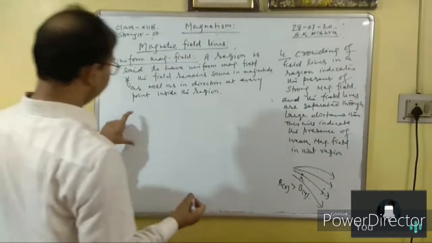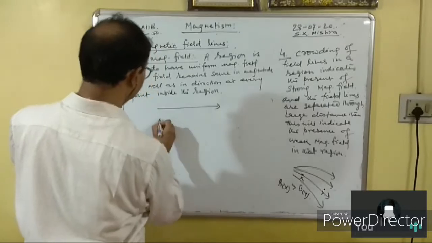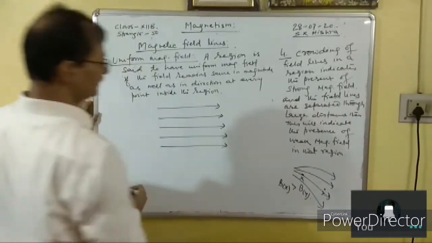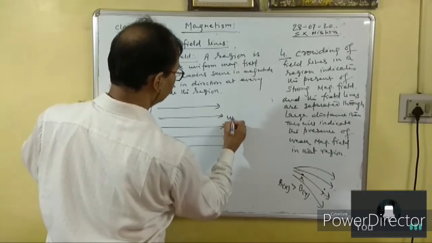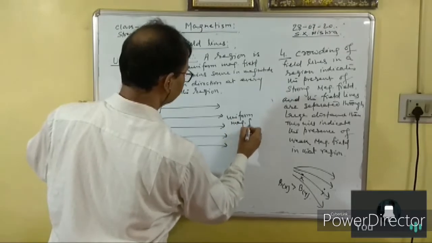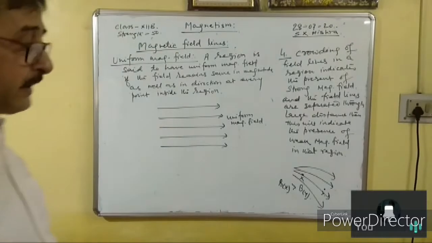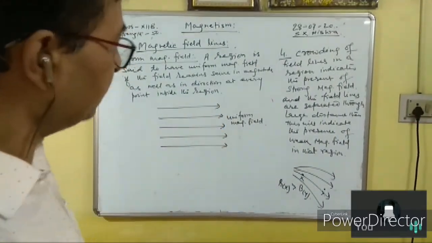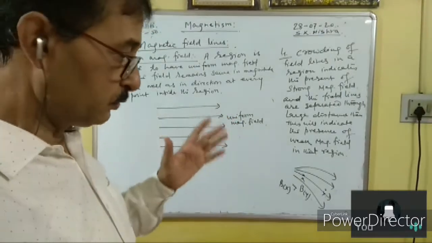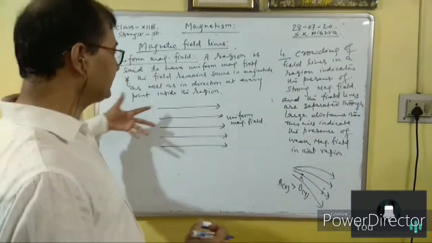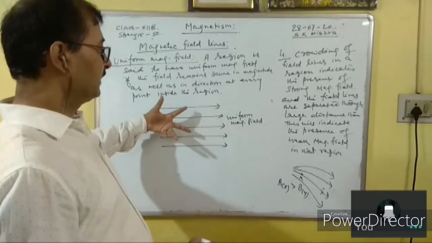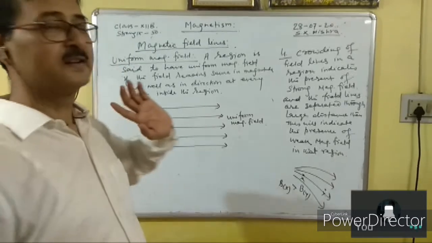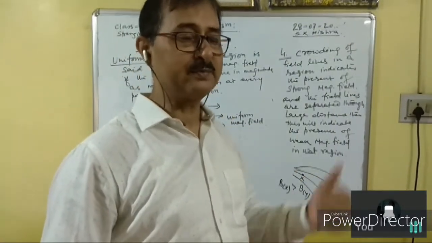A region is said to have a uniform magnetic field if the magnetic field remains the same in magnitude as well as in direction at every point inside the region.